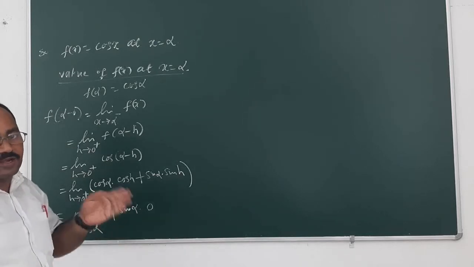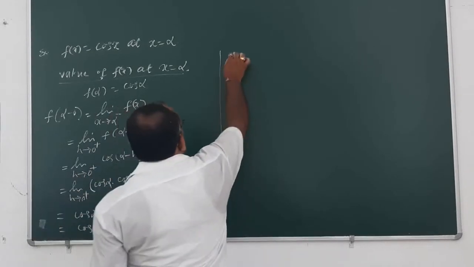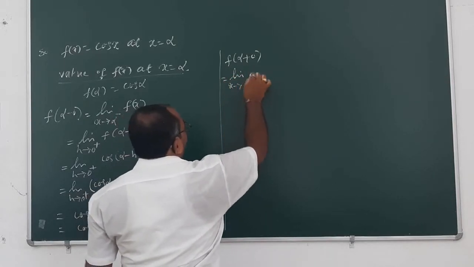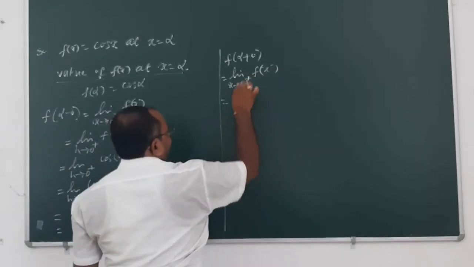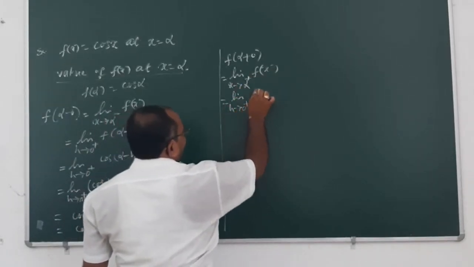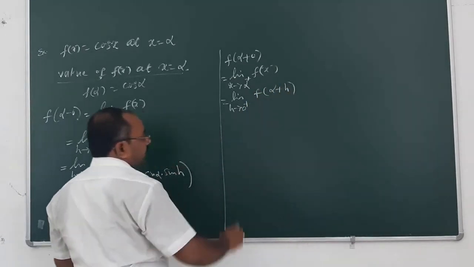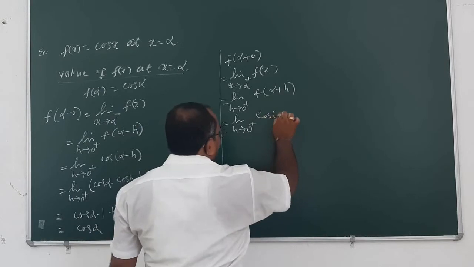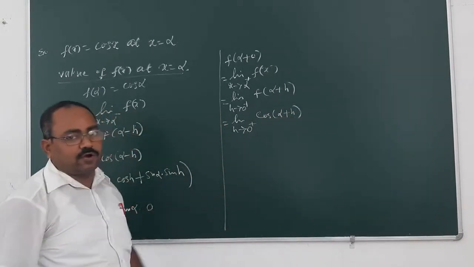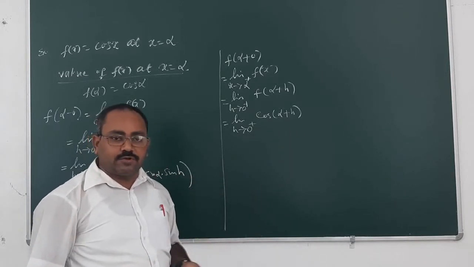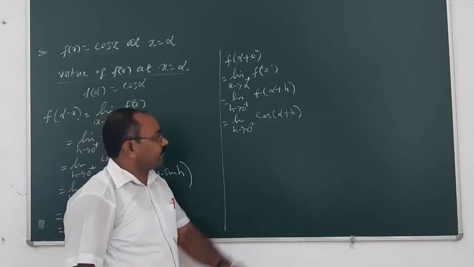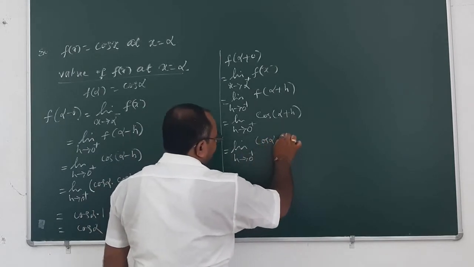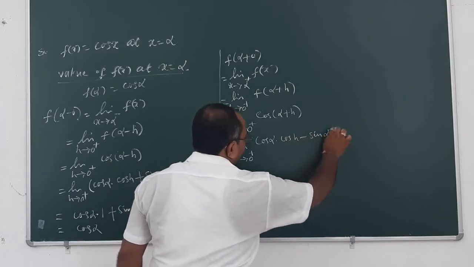Now we find the right hand limit, that is f of alpha plus 0. That is the limit x tends to alpha plus, limit x tends to 0 plus f of alpha plus x. That is limit h tends to 0 plus cos of alpha plus h. Again use the formula for cos a plus b: cos a into cos b minus sin a into sin b. Now use that formula here. We get limit h tends to 0 plus cos alpha into cos h minus sin alpha into sin h.